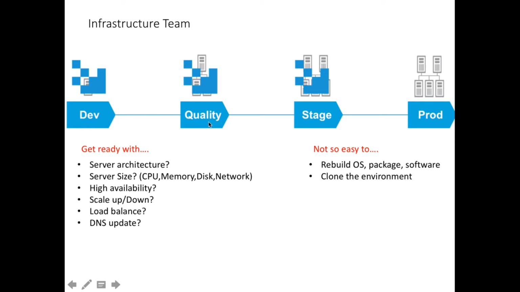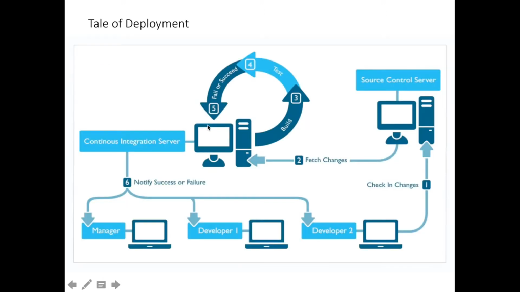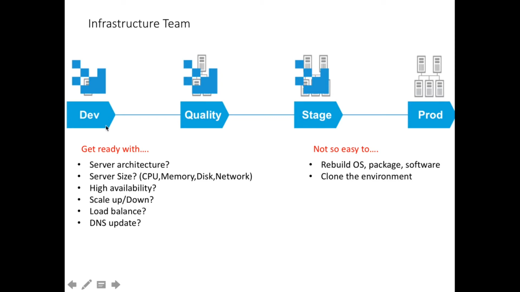So why are we talking about that? Anytime the software development process is completed and the developer comes to deploying that code into any other environment like servers, they have to interact with the infrastructure team, and they need to get ready with the following information: what kind of server they need, what kind of architecture, the number of CPUs, memory, whether a high availability server is required, whether it should automatically scale up or scale down, whether they need a load balancer, and what kind of DNS.